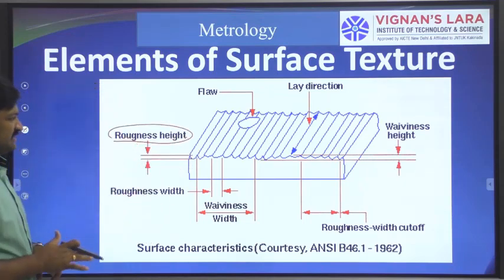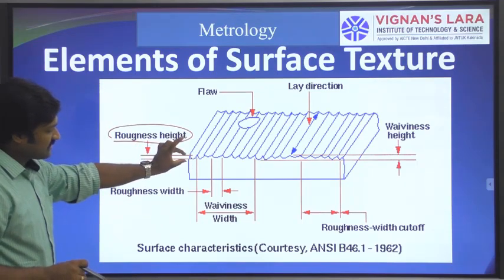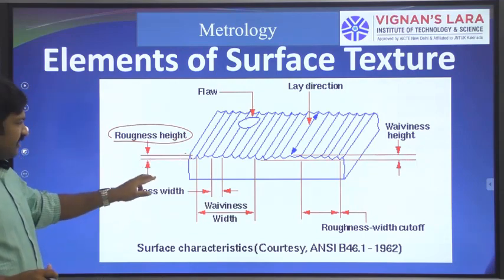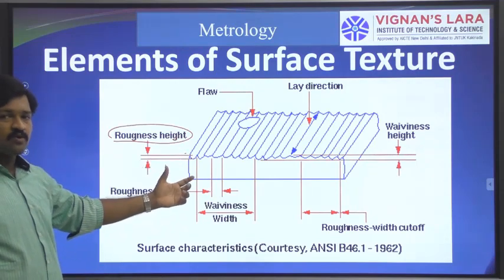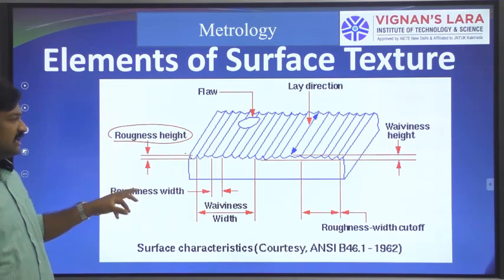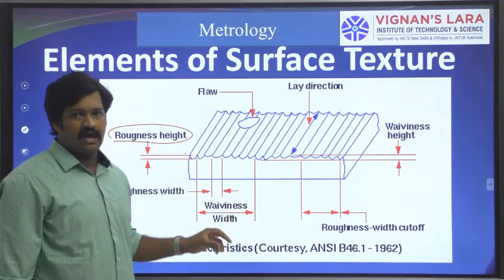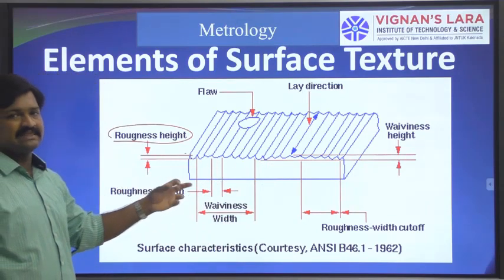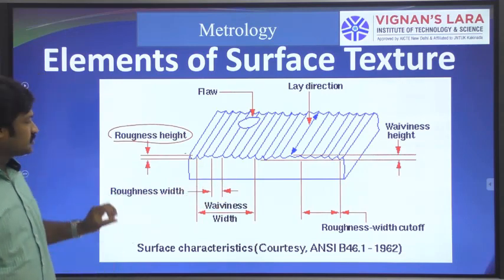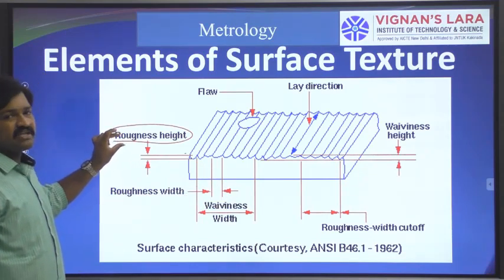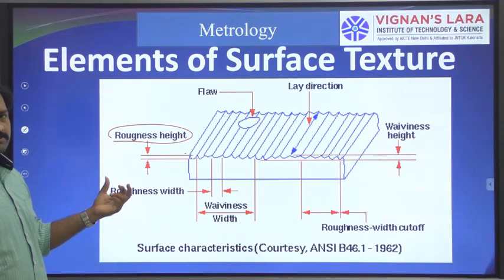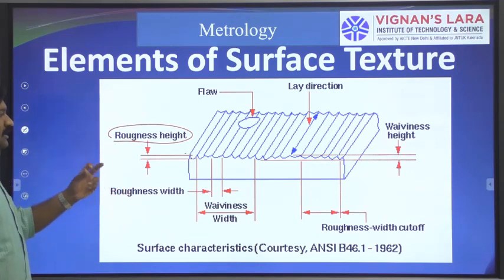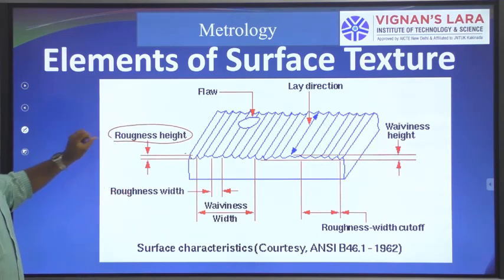First one, roughness height. So the height of the roughness. If the irregularities are close together, then that is called roughness. If it is far apart, or if it is taking too much space, then that is called waviness. So the height of the irregularities, when they are closely spaced, is called roughness height.